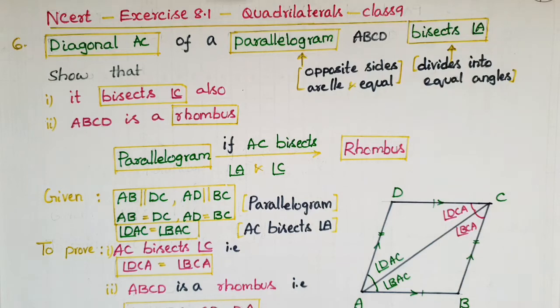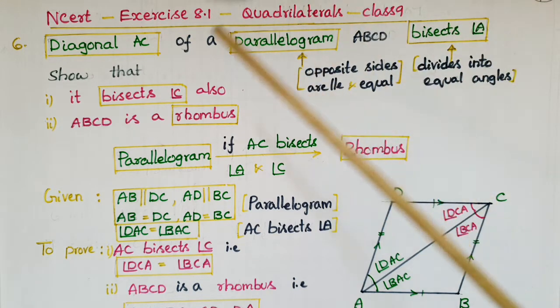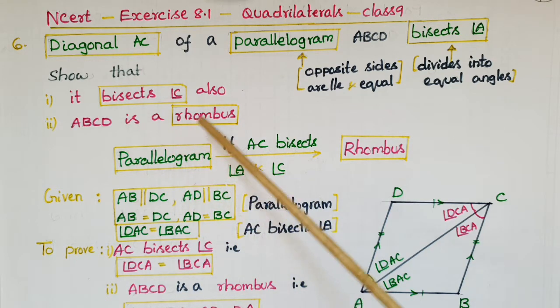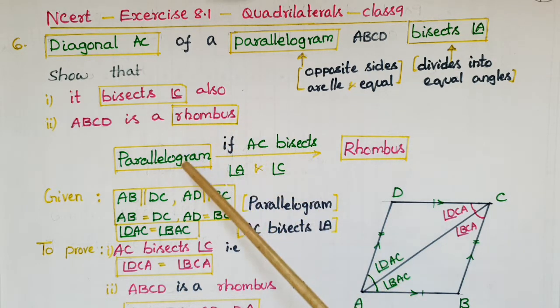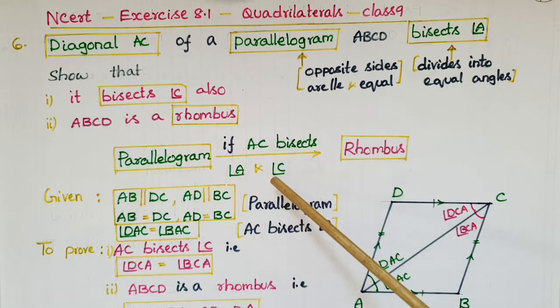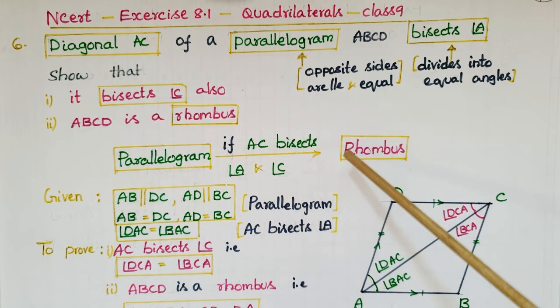Hello everyone. Today I am going to tell the solution of the 6th problem from NCERT exercise 8.1 from the quadrilaterals chapter, class 9. Diagonal AC of a parallelogram ABCD bisects angle A. Show that it bisects angle C also, and second, ABCD is a rhombus. So here, if the parallelogram has the diagonal bisecting angle A and angle C, then it is a rhombus.